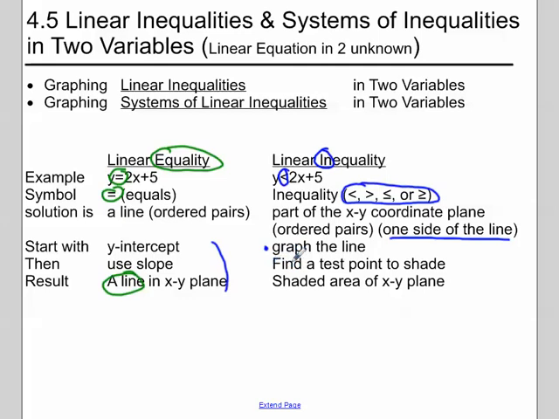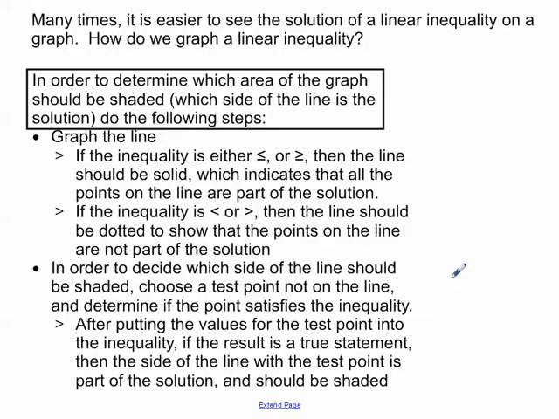But then over here, we've got to really determine which side to shade. So we've got to find a test point, and I'm going to tell you a good test point. And then we just shade the area of the xy plane. So our result is going to be a shaded area of that xy plane. So let's take a look at what we do. There's a lot of words here, but it's pretty straightforward. I think I pretty much went over it in the introduction, but here are the more formal steps.